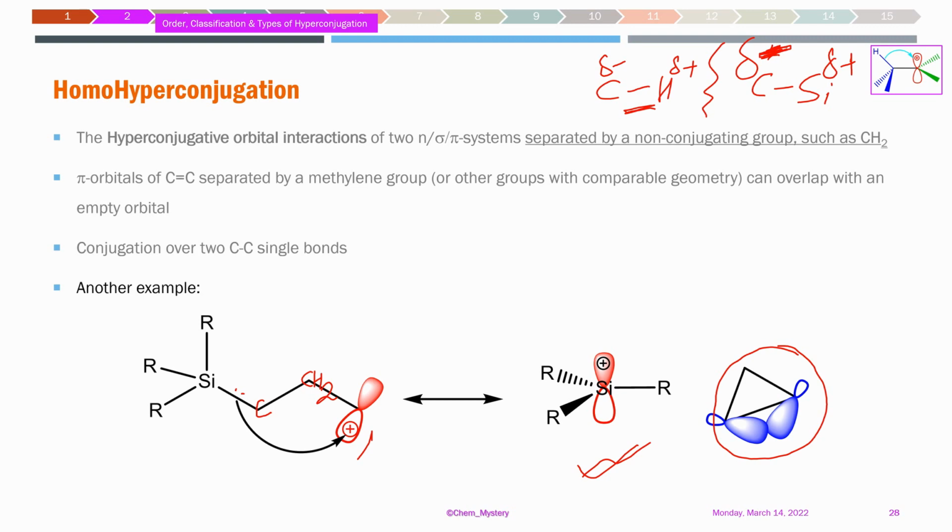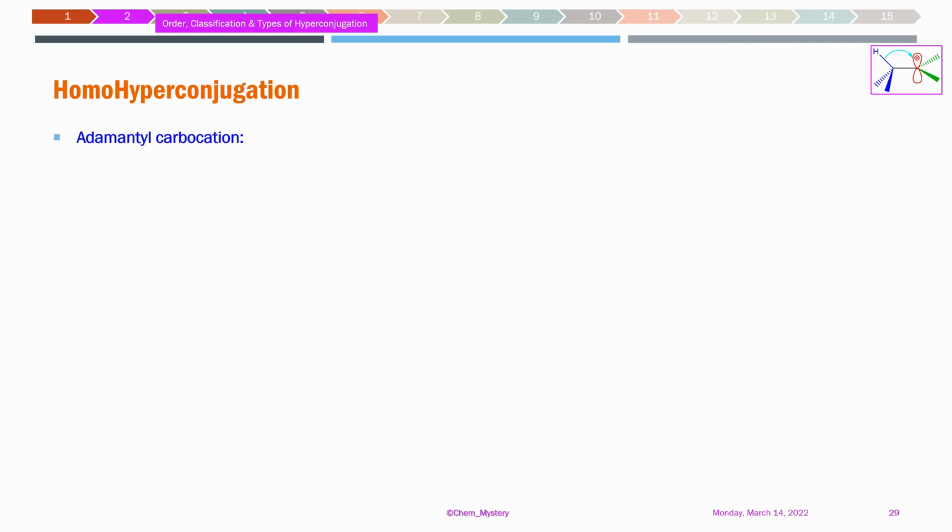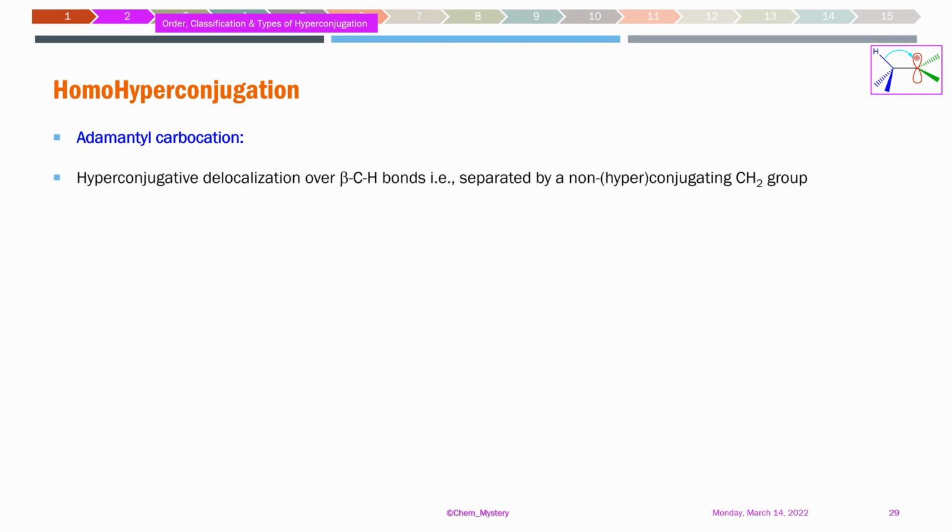Adamantyl carbocation is our last example for the homohyperconjugation, the second last thing. After this we'll be talking about the double hyperconjugation and then we'll conclude. So we have got homohyperconjugation in the adamantyl carbocation. Adamantane is actually one of the basic building blocks of the diamond, and the hyperconjugative delocalization here is taking place across beta carbon hydrogen bonds.